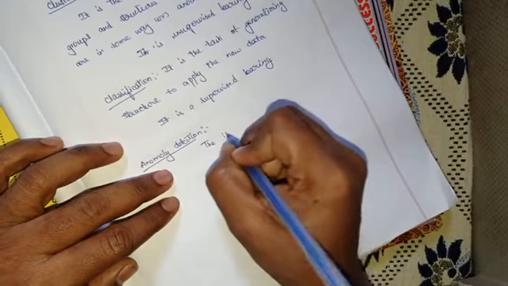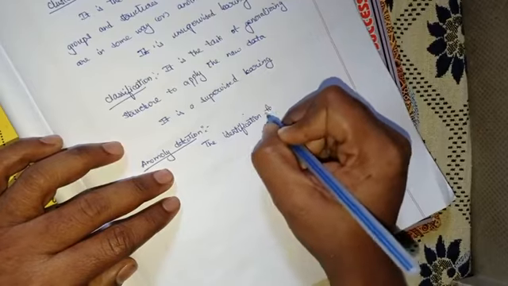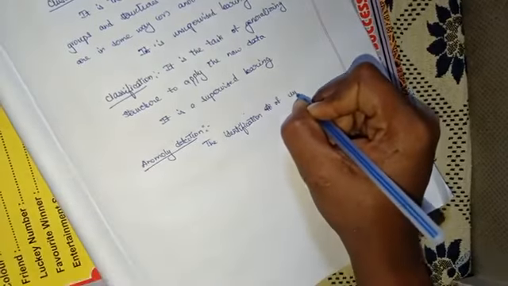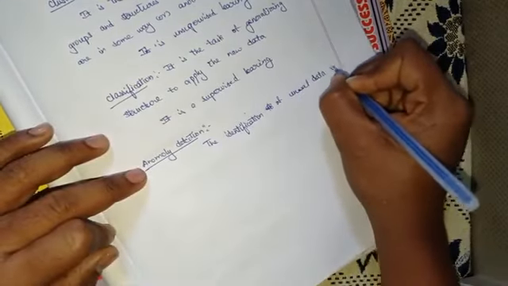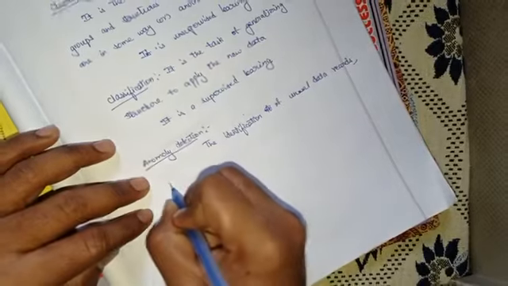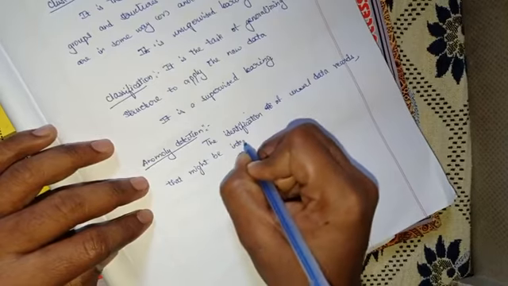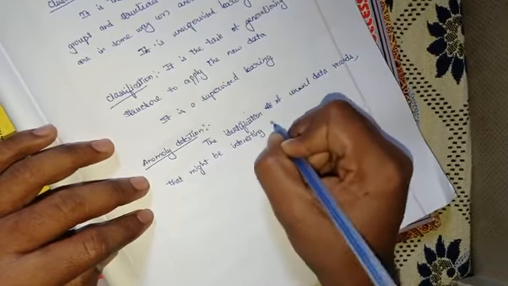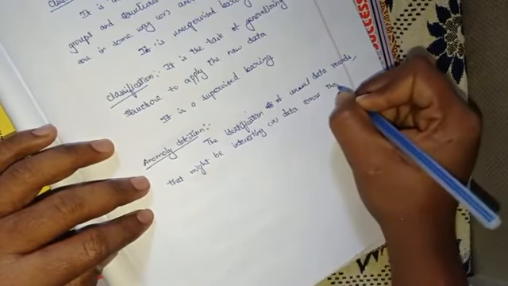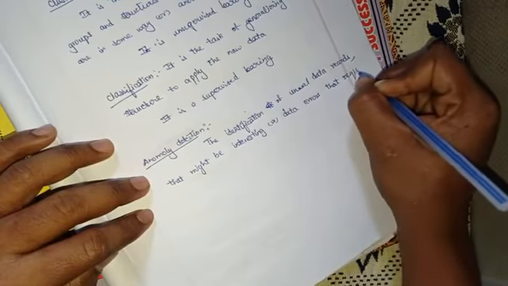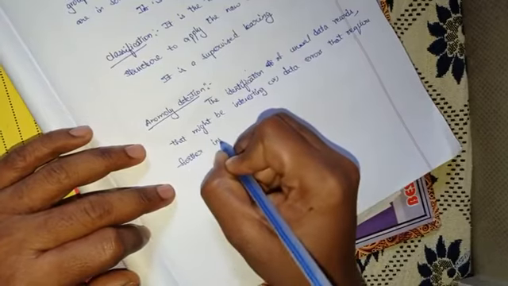So anomaly detection is the identification of unusual data records that might be interesting or data errors that require further investigation.